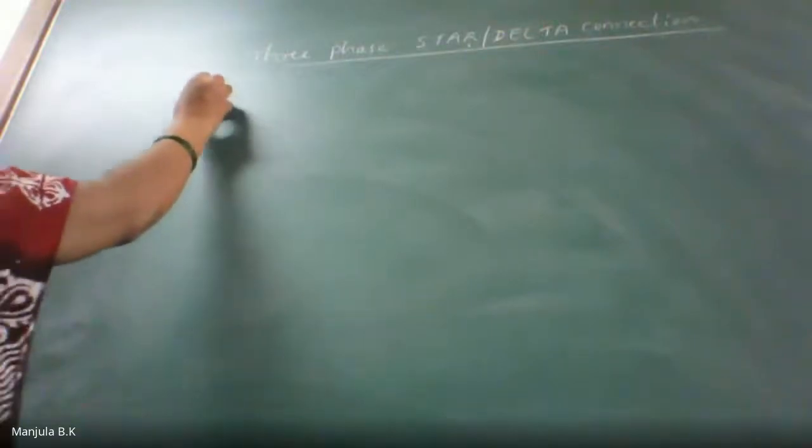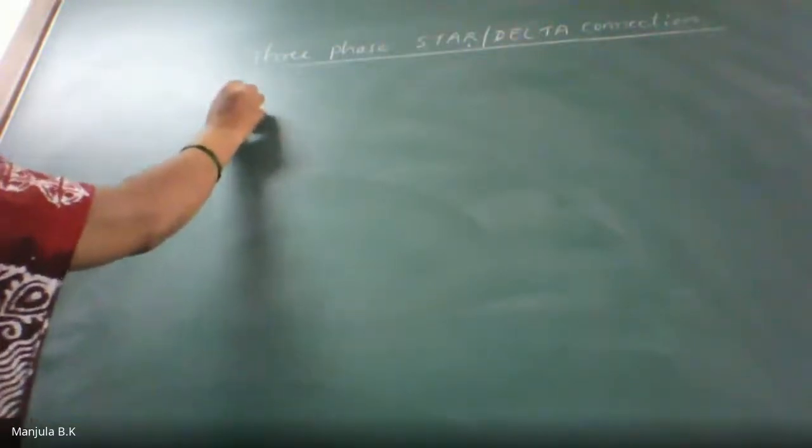So we have an experiment which is three-phase star or delta connection. In order to explain, we will first have the aim of the experiment.